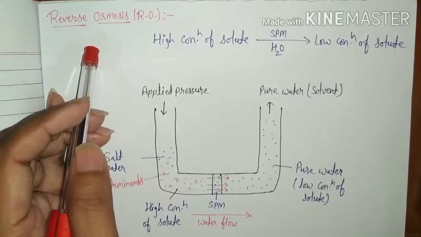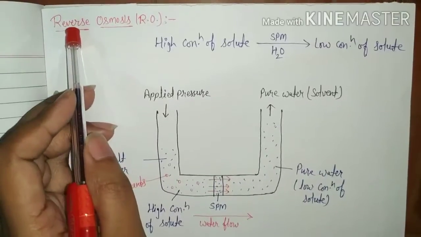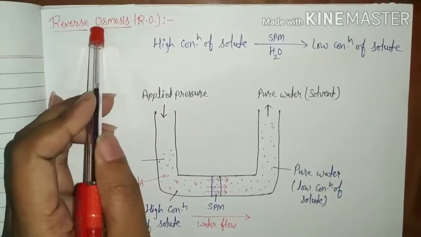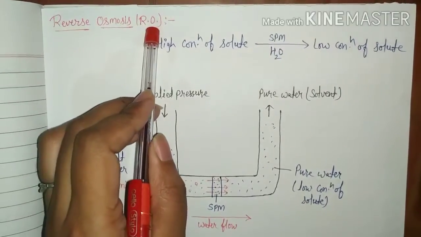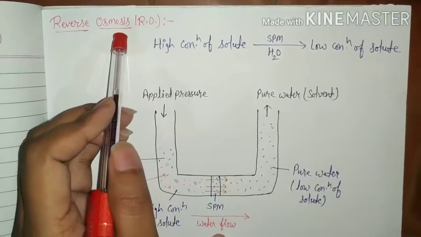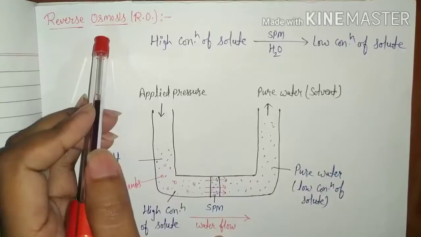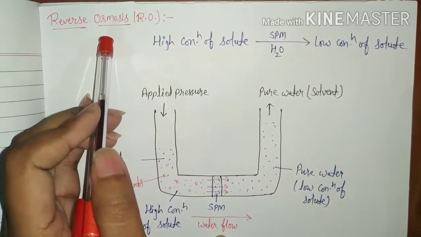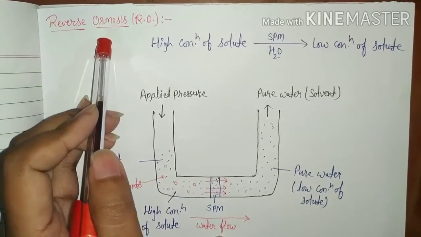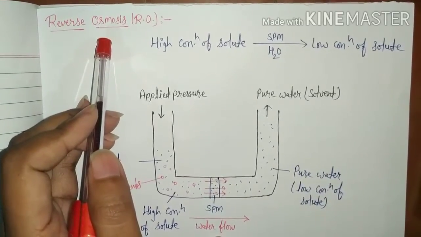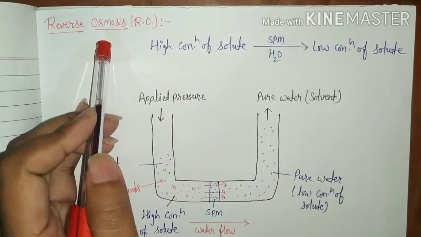Good morning, students. Today we are going to discuss the process of reverse osmosis. It means RO. Reverse osmosis is a water purification process that uses a semi-permeable membrane to remove ions, unwanted molecules and larger particles from drinking water.